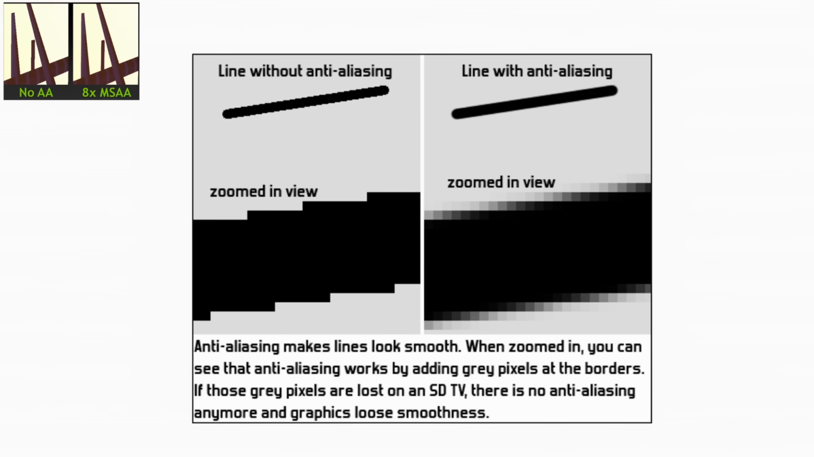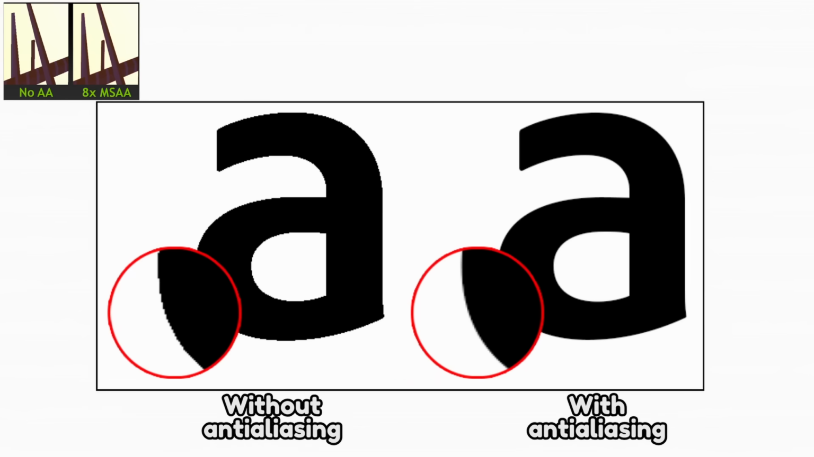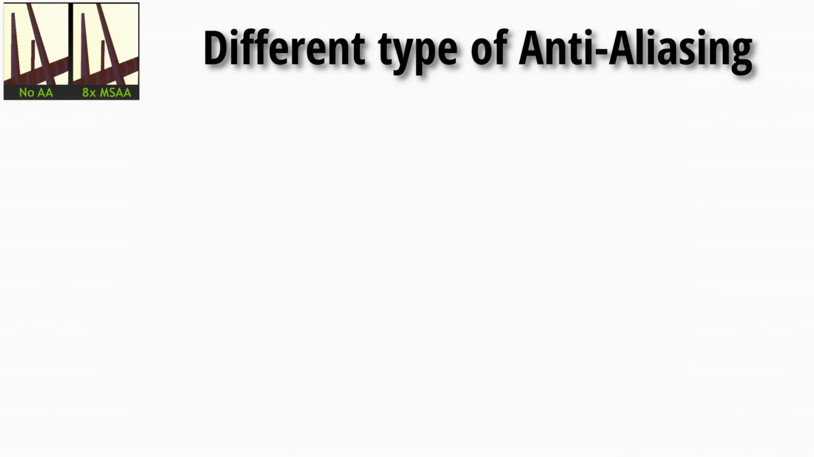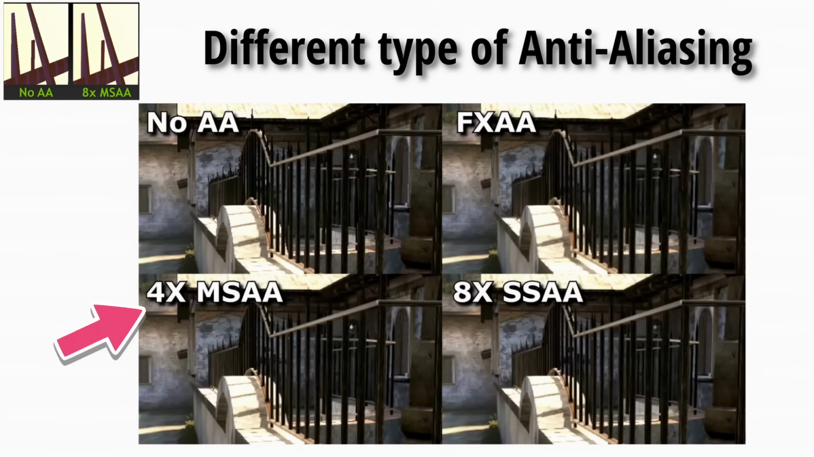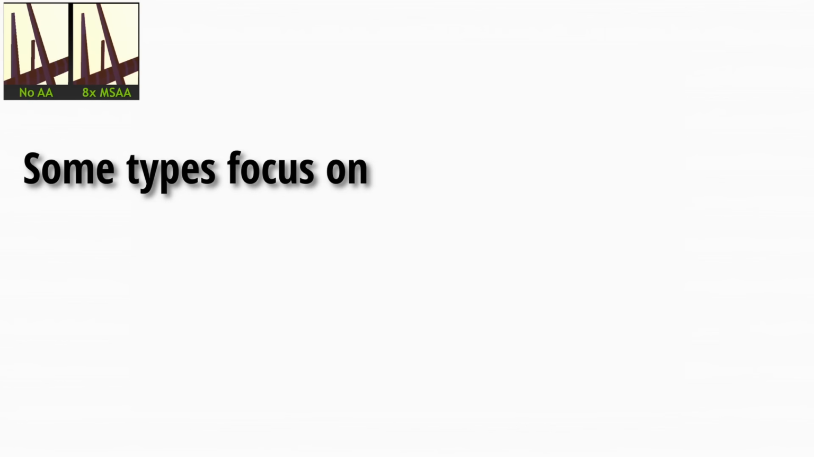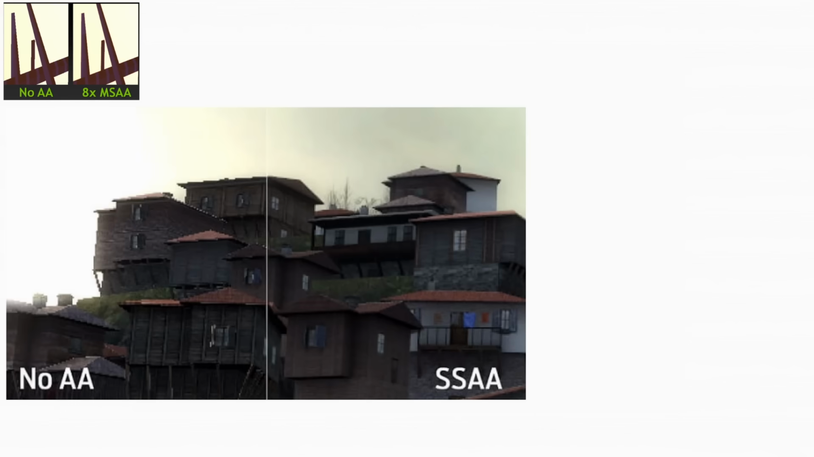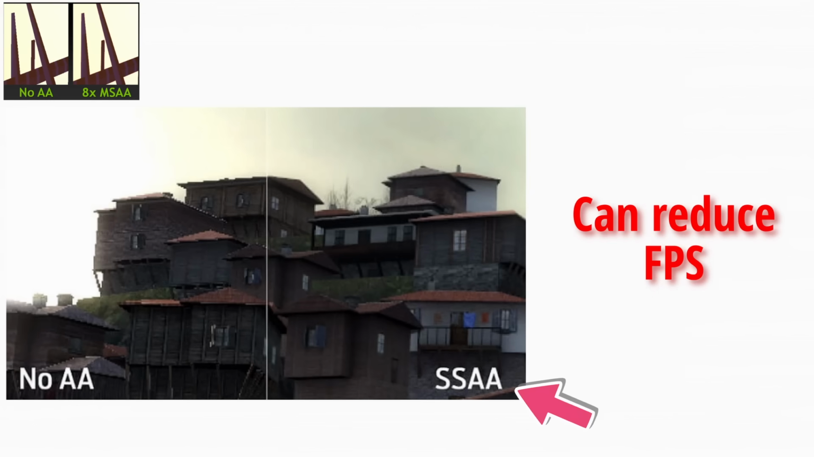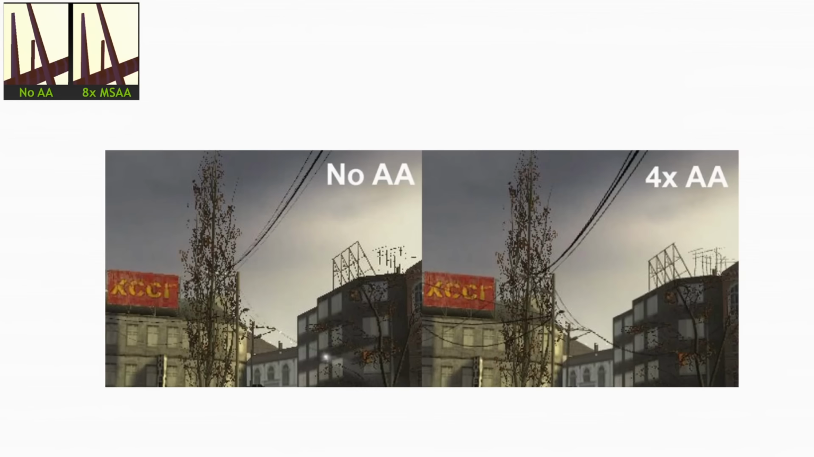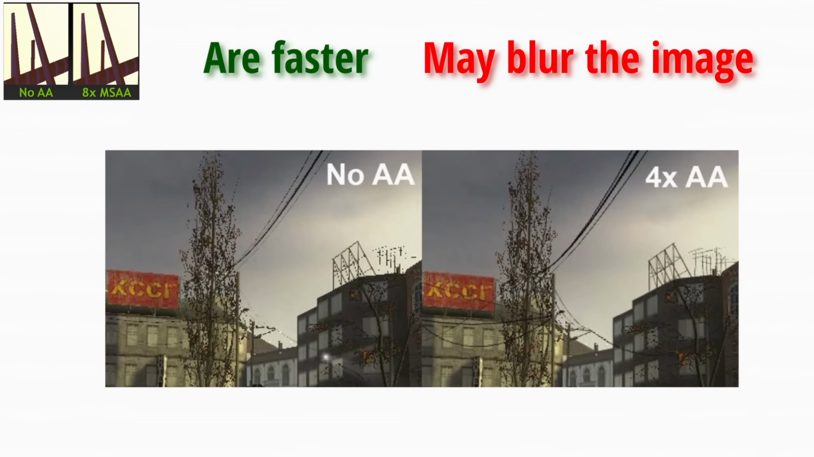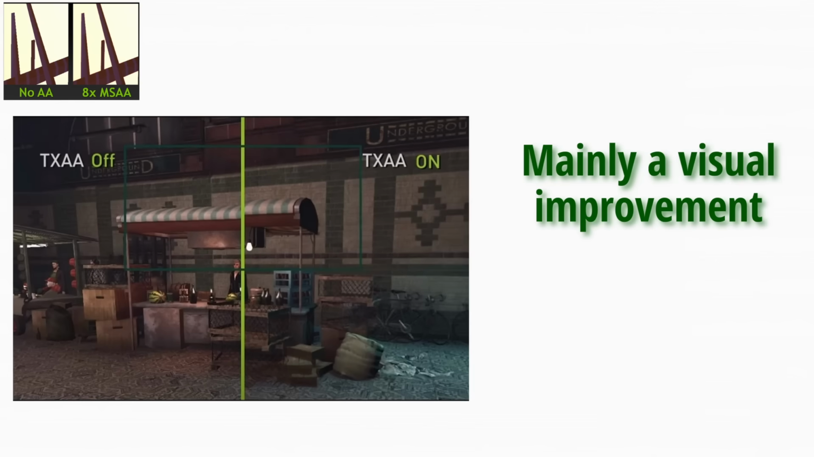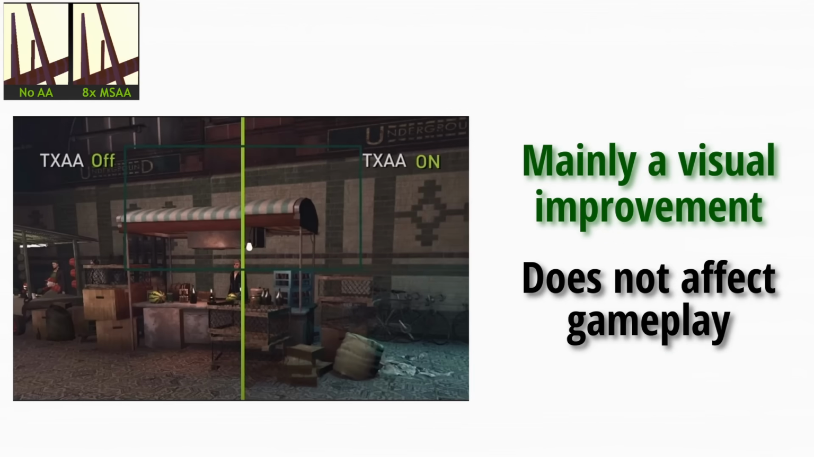Anti-Aliasing smooths these edges by blending colors between pixels, making objects look more natural and less sharp. There are many types of anti-aliasing, such as MSAA, FXAA, TAA, and others. Some types focus on quality, while others focus on performance. Higher quality anti-aliasing methods improve image clarity but can reduce FPS. Lower quality methods are faster but may blur the image slightly. Anti-aliasing is mainly a visual improvement and does not affect gameplay.